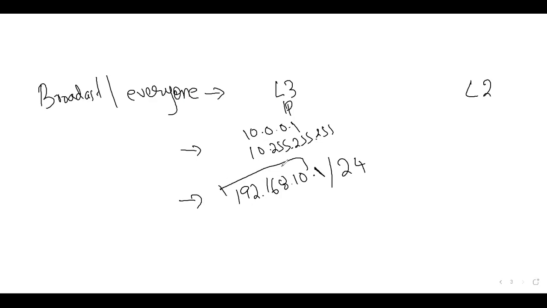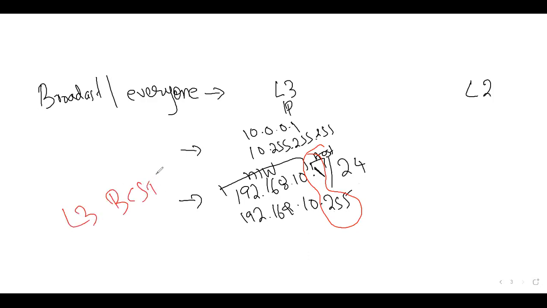this is your network and this is your host. So when the host portion is completely turned on, .255, this is your host portion. This is called the layer 3 broadcast. Layer 3 broadcast. What is layer 2 broadcast?